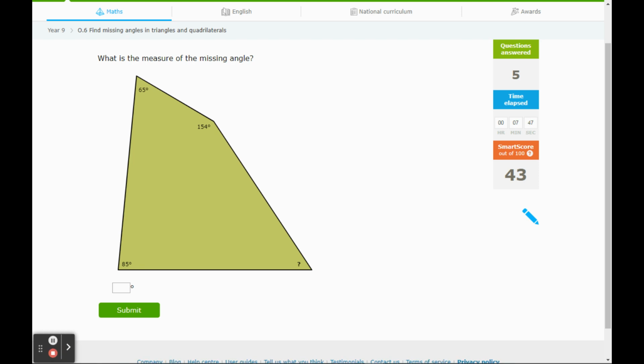All right, let's go through this one now. The first thing you notice is that we have a four-sided figure. What is this called? This is called a quadrilateral, right? In quadrilaterals, the angles in a quadrilateral add to 360 degrees.